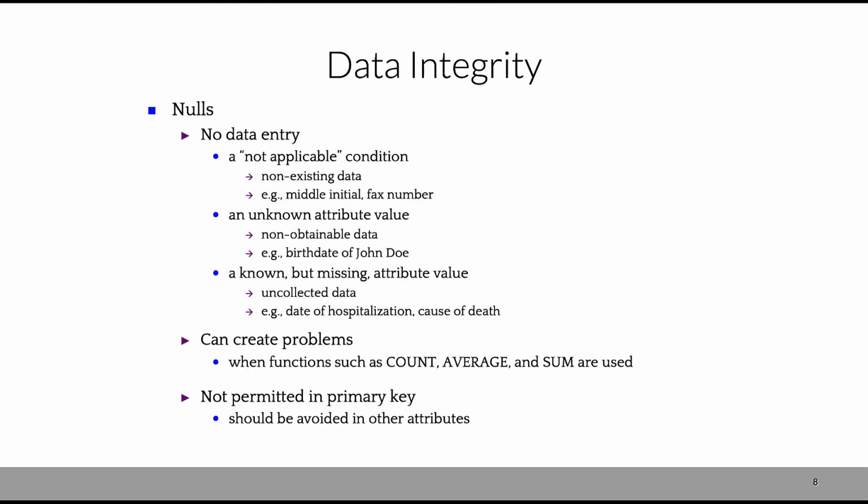You have to be careful with null values. What is null? We have no data entry. It could be non-existent data, for instance. There's a form for first name, last name, and middle initial, but what if you don't have a middle initial? There's an unknown attribute value, or a known but missing attribute value. Data had not been collected for the specific subject, for instance. This all can create problems, especially when you use functions to count or average or sum over data. And of course, a null value is not permitted in primary keys.